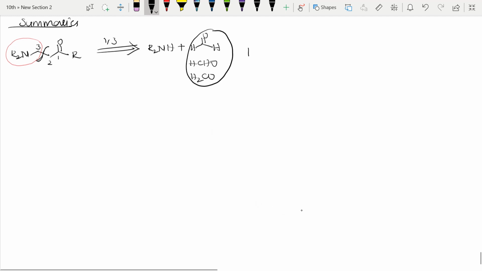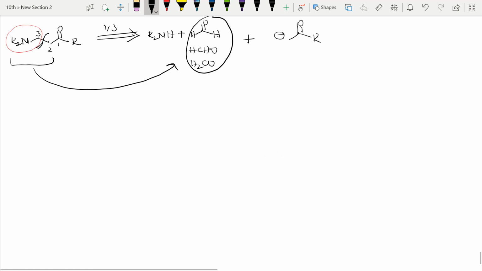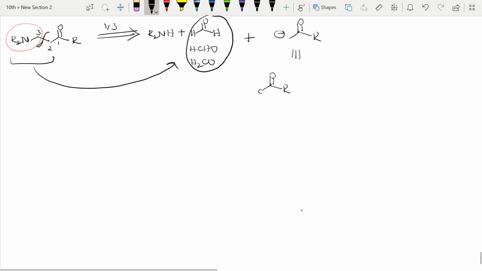Plus one more reagent we will get. These all give us these two, and the other one will be this one, C double bond O R, and here minus. Instead of minus, I have told we can take the equivalent reagent to be like this. Just add H here, so it becomes CH3. So here it is CH3 now.